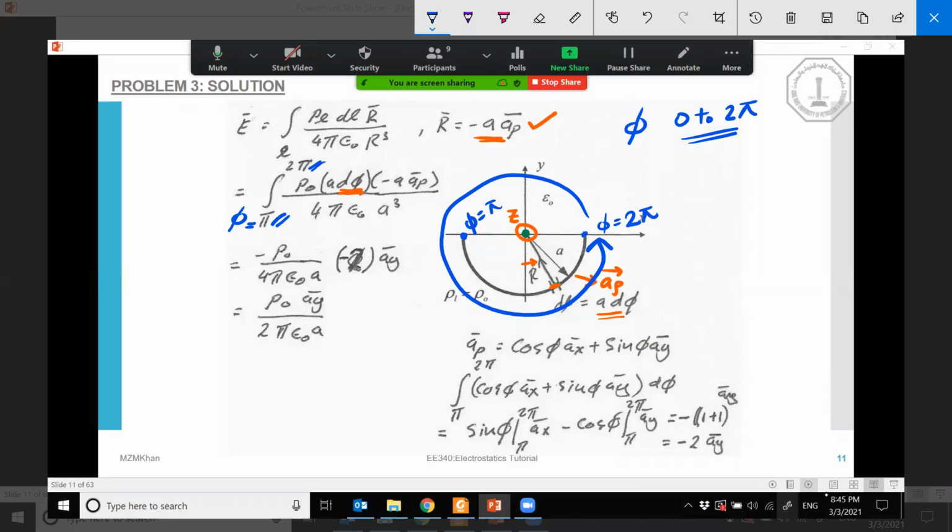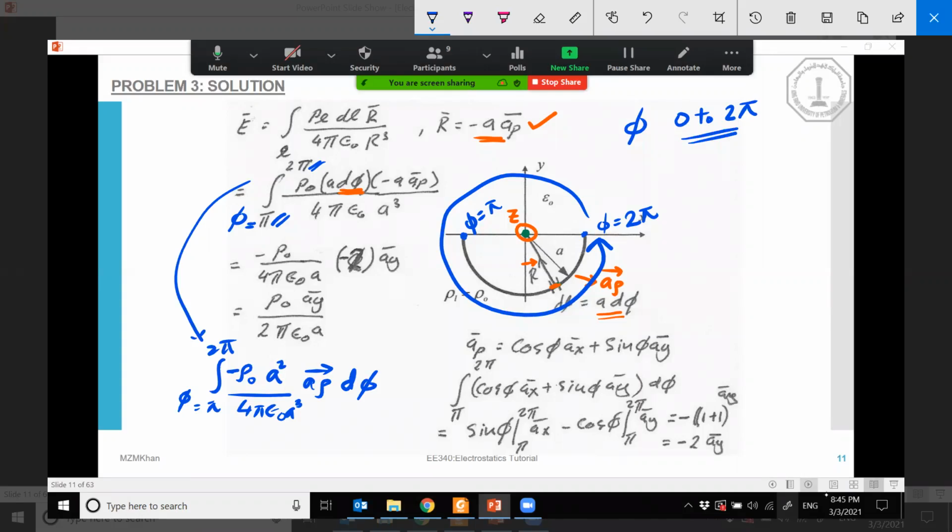Now you simplify it, then what will you get? Integral phi is pi to 2 pi, rho 0 a square, so minus a square over 4 pi epsilon a cube times a rho, correct? Times d phi. Am I right? Yes. Now, these are all constants.